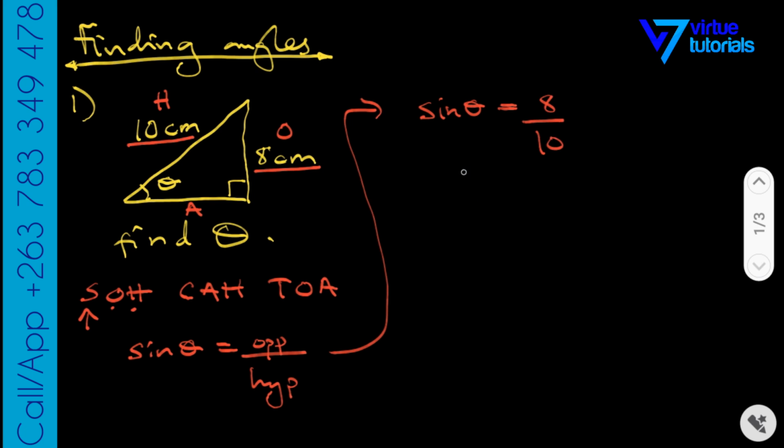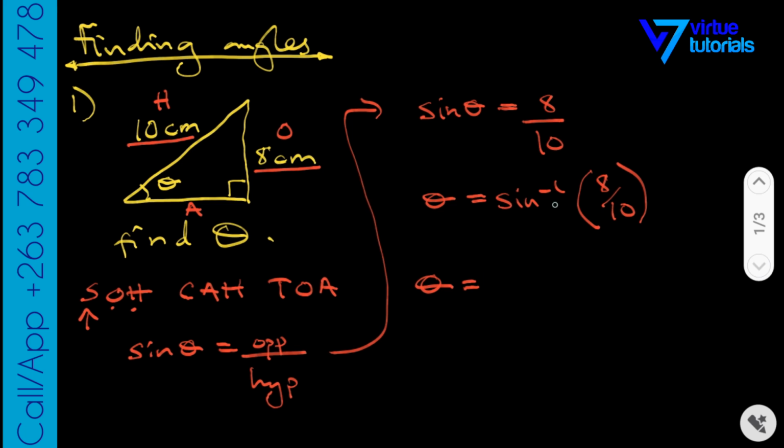Now note that I'm not looking for sine of theta, I'm looking for theta. So I still have to remove this sine here. If I remove sine and take it to the other side, I'll get the reverse of sine, which is arc sine. Arc sine is denoted by putting a little power minus 1. So if I put a little power minus 1 on sine, it's now arc sine. So theta is arc sine of 8 over 10.